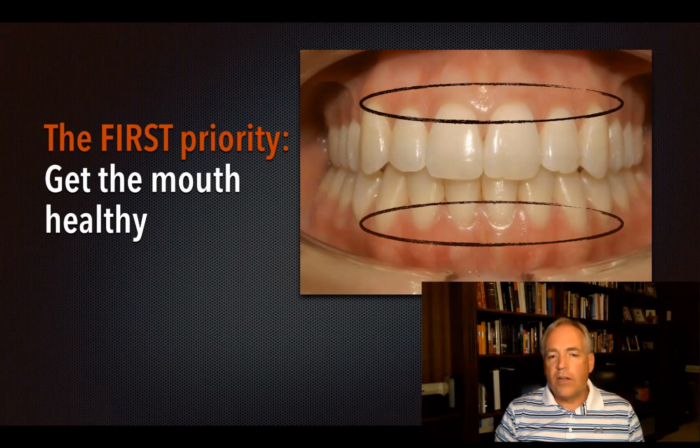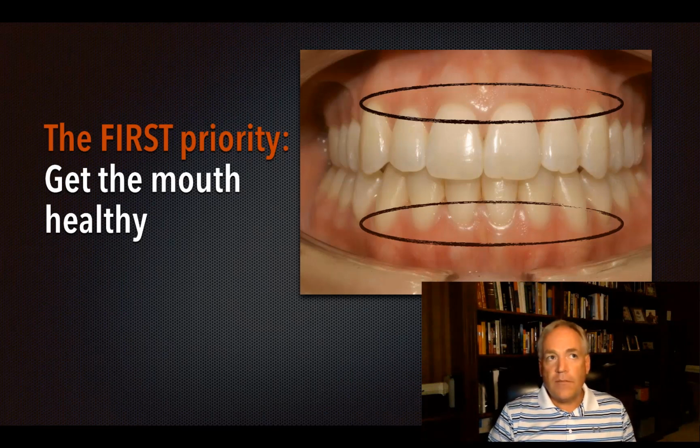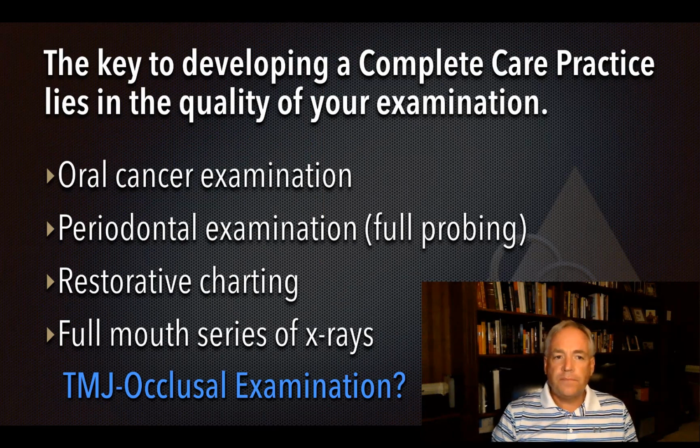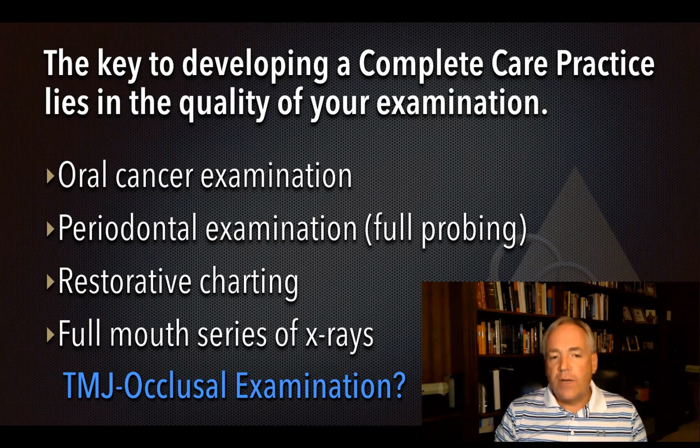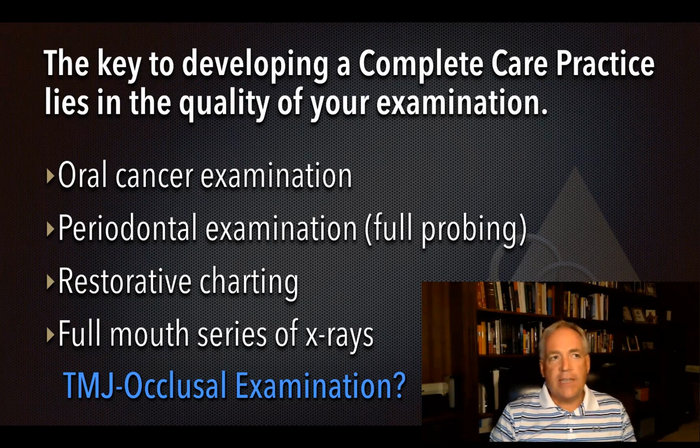and that the teeth are going to be individually strong. And if we do restorations, that they have cleansable contours. So when we do this examination of what we're going to call our complete care practice, we're of course going to do an oral cancer check, and we'll do our full probing, we'll do our restorative charting, your full mouth series of x-rays, but we're also going to be doing a thorough check of the masticatory system, which is our TMJ occlusal examination. That's the only way that we are going to be able to visualize that.